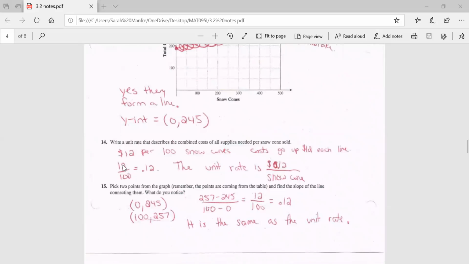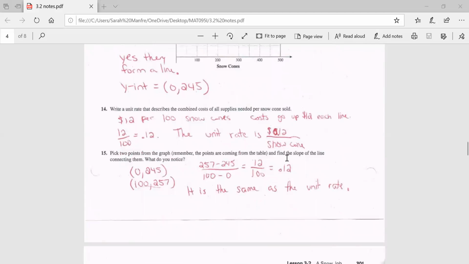So it says $12 per 100 snow cones. If we divide those two numbers, we get 12 cents, 0.12, okay? And remember, this was $12 per 100 snow cones. So this is really $0.12 per 1 snow cone, which is our unit rate. So the unit rate is 12 cents per snow cone, okay? And we can find this out using slope as well. So these are just two different ways of figuring out the same information.